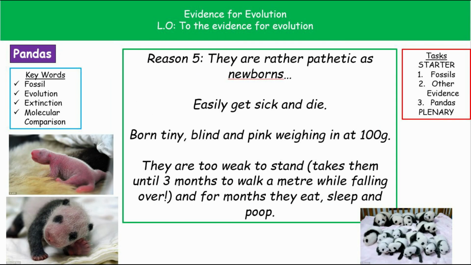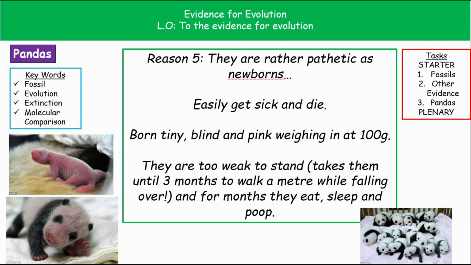Let's assume, just by some sheer bit of luck, that baby wasn't killed by its mother, wasn't abandoned, wasn't rolled over and crushed in its early stages of existence. But those newborn pandas, they're kind of pathetic. Think about a bear, you're not thinking about the thing in the left-hand side there, that sad, pink, furless little blind thing. They're born that tiny, they're only about 100 grams, and they're blind. Now, they're really, really weak at this point, actually too weak to stand. It takes them 3 months of existence to actually walk a single metre, and they fall over.